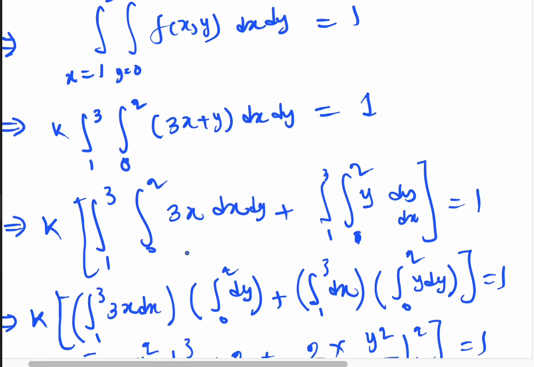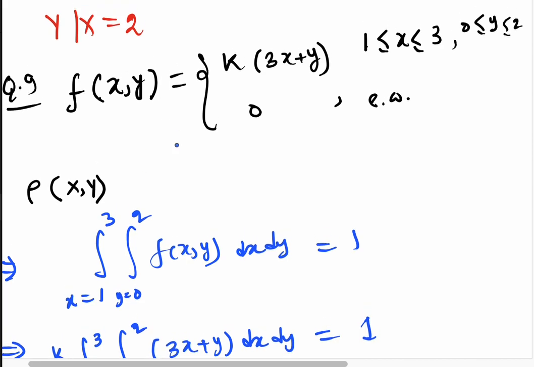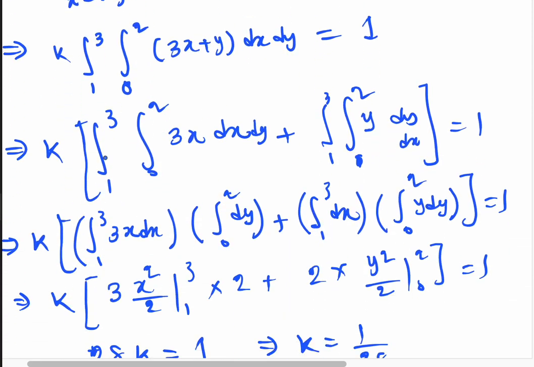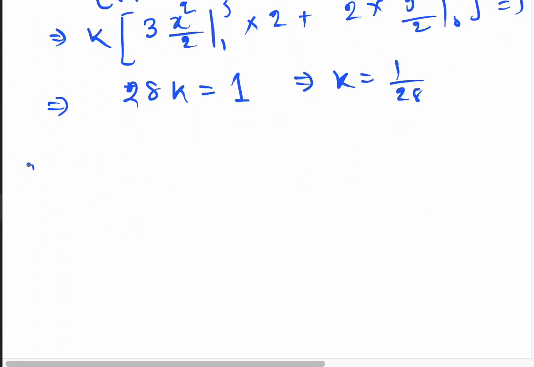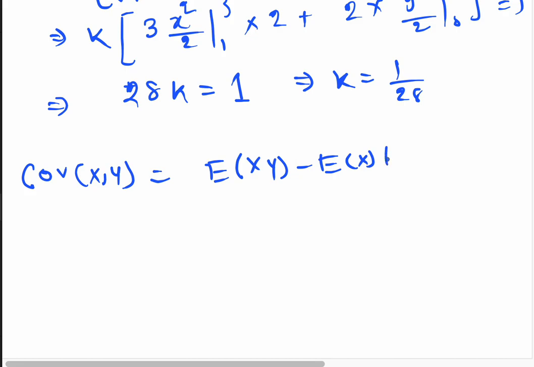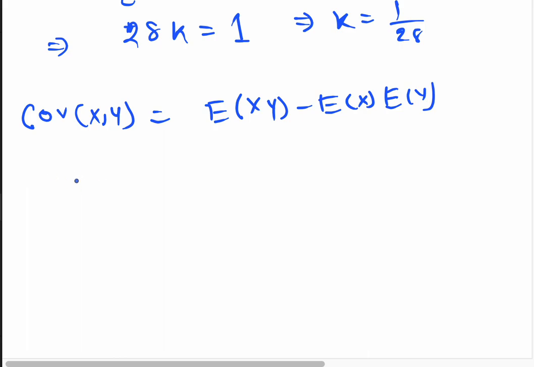Now we have to calculate the correlation coefficient function. To calculate it, we have to know the covariance of xy. The covariance of xy means expectation of xy minus expectation of x into expectation of y. So to calculate the expectation of x and expectation of y, we have to know the marginal distribution function.